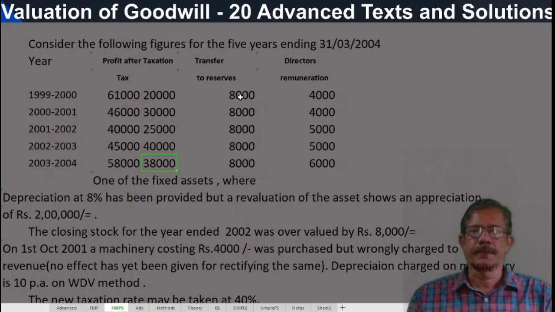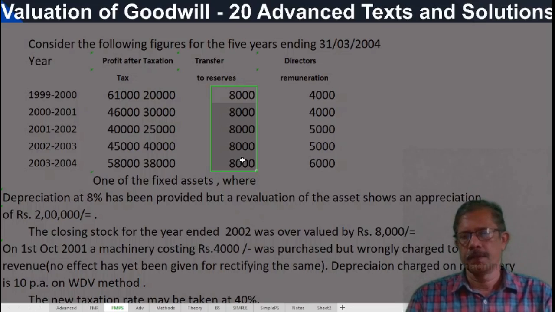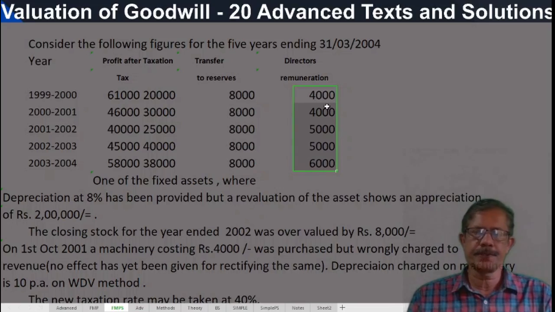Transfer to reserve is given. This transfer to reserve is a below the line item or an appropriation of profit. No relevance in the calculation of future maintainable profit. From one pocket, simply transfer to another pocket. So that is not considered. Director's remuneration. This director's remuneration is an expense. It is a charge against the profit and loss account.